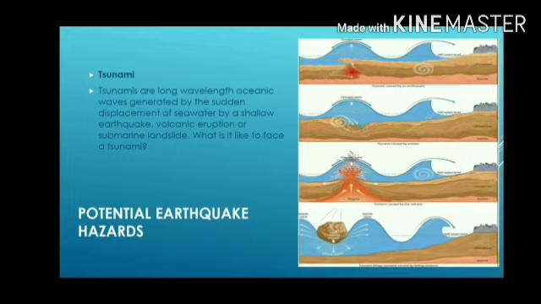So we will proceed to tsunami. So tsunamis are long wavelength oceanic waves generated by sudden displacement of seawater by shallow earthquakes, volcanic eruptions, or submarine landslides. So what is it like to face a tsunami? So this explains that shallow earthquakes also trigger tsunamis when the seismic activity causes the land along fault lines to move up or down.